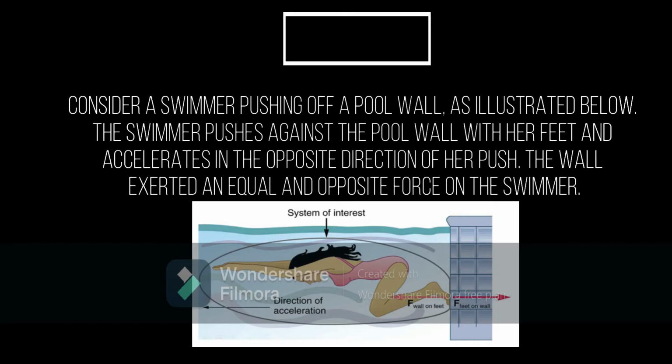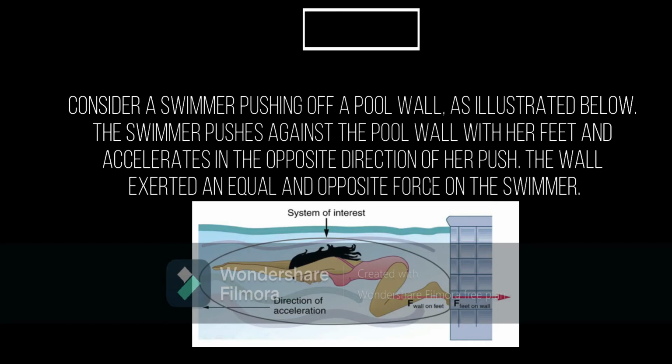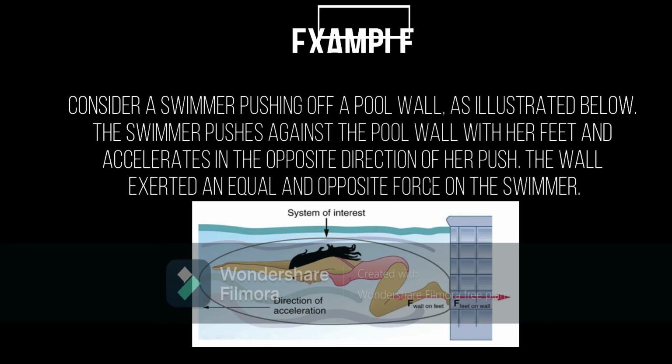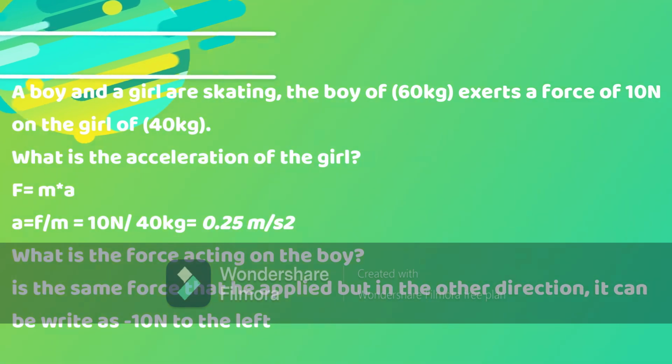Let's imagine a swimmer pushing off a pool wall. The swimmer pushes against the pool wall with her feet and accelerates in the opposite direction of her push. The wall exerts an equal and opposite force on the swimmer. In the diagram, we can see how the force acts on the object.